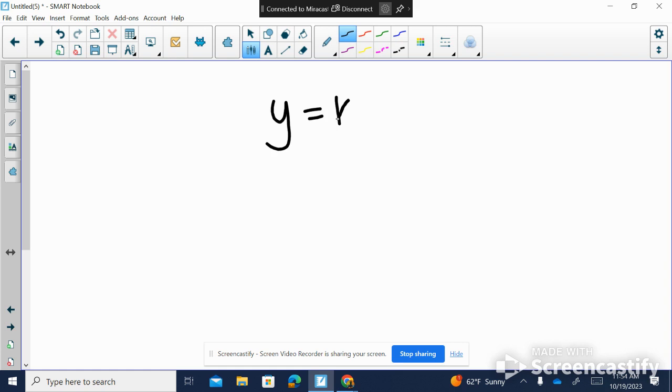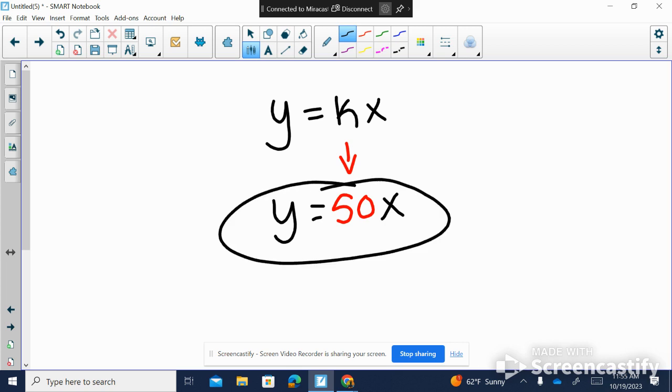Y equals the constant of proportionality times the x value. Okay, and this is per each x. Well, in this particular problem, we saw that the constant of proportionality was 50. So the equation y equals 50x represents this situation.